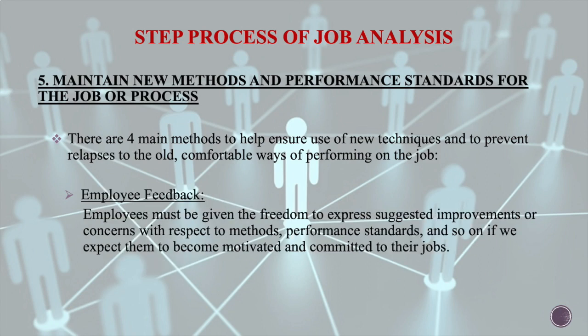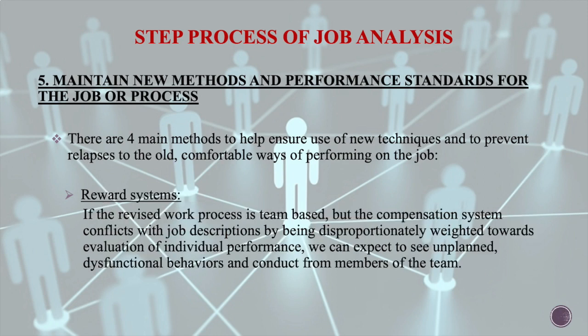Number three, employee feedback. Employees must be given the freedom to express suggested improvements or concerns with respect to methods, performance standards, and so on, if we expect them to be motivated and committed to their jobs. Fourth, the reward system. If the revised work process is team-based, but the compensation system conflicts with the job descriptions by being disproportionately weighted towards evaluation of individual performance, we can expect to see unplanned, dysfunctional behavior and conduct from members of the same team.